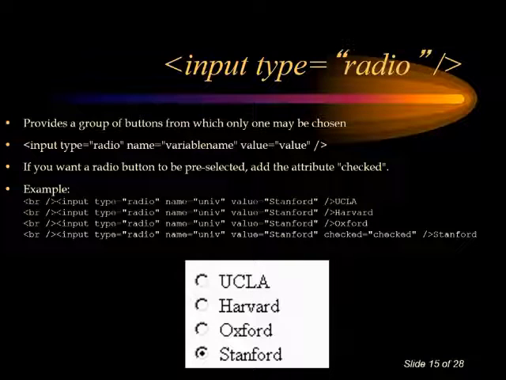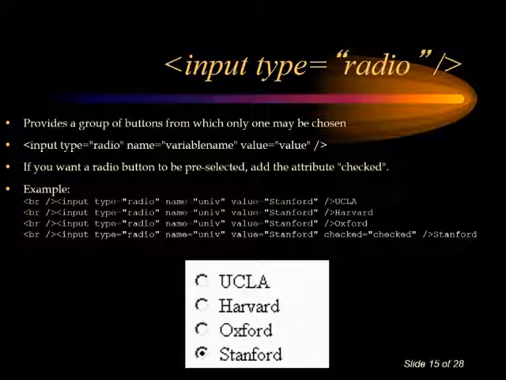Input type equals radio allows you to define a group of buttons from which only one may be chosen. The syntax for this is input type equals radio, name equals variable name, value equals, and then whatever you want the value to be. A really important thing to realize is that just because the label says something, that has no bearing on the information that gets sent to the computer script.